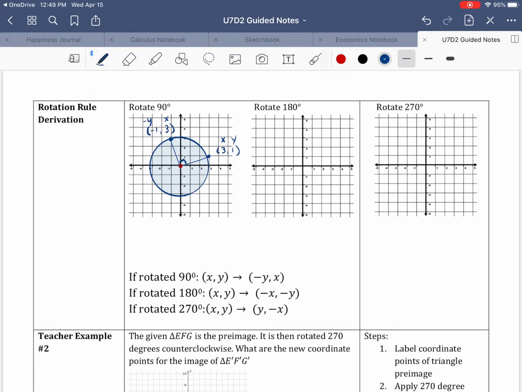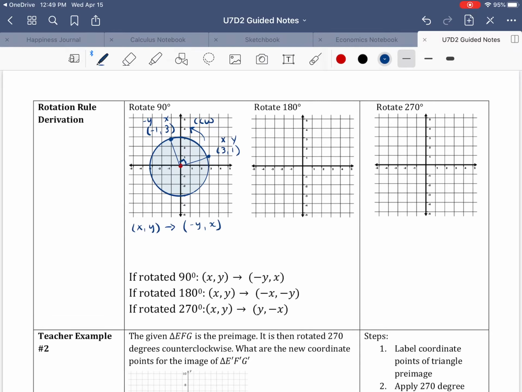So a 90-degree rotation, (x, y) goes to (-y, x). And I think this is confusing, so I'm going to go through it one more time. Our x and our y value flip, so they're in their respective positions, so 3 and 1 switch, and then our 1 becomes negative. All right, that's what happens when we go through a 90-degree rotation. And again, this is all going counterclockwise.